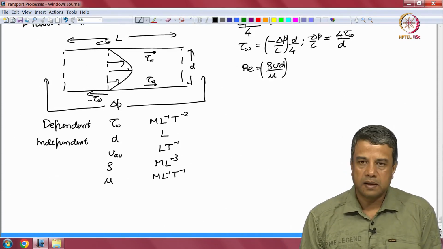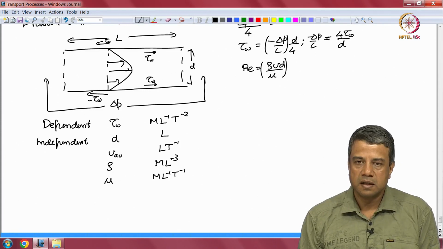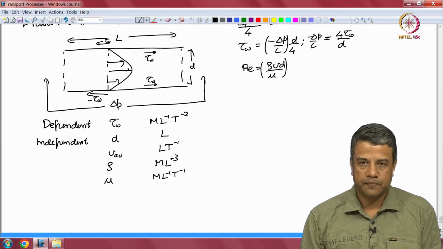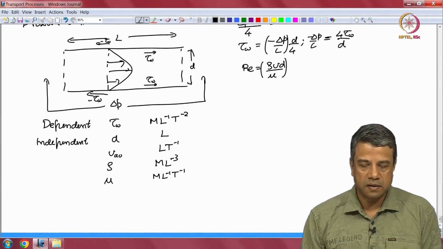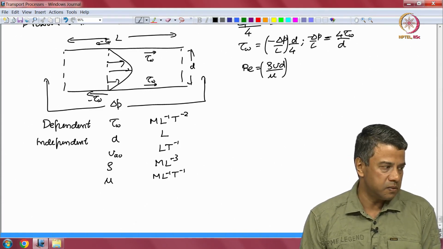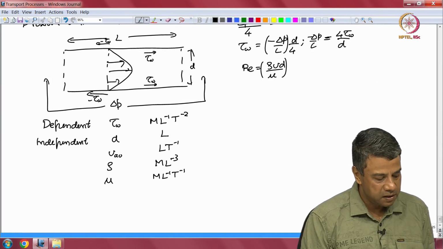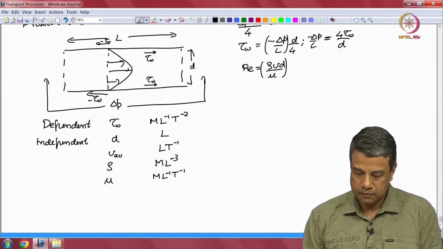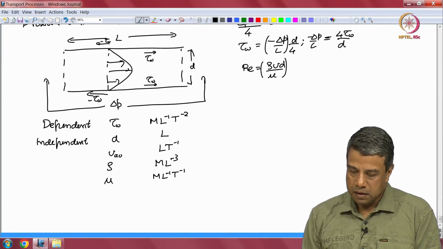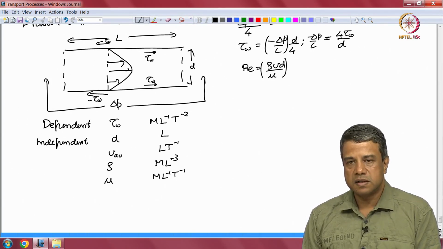The dependent quantity is the wall shear stress scaled by something. The wall shear stress can be scaled either by the viscous scales or by the inertial scales. What is conventionally done is to scale the wall shear stress by the inertial scale.